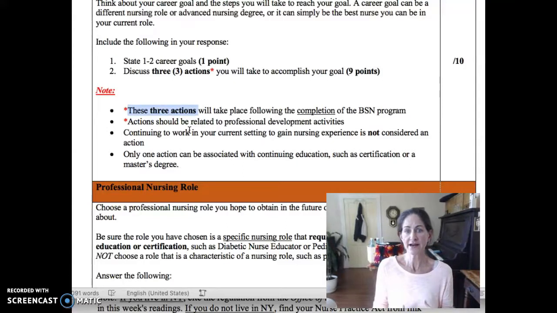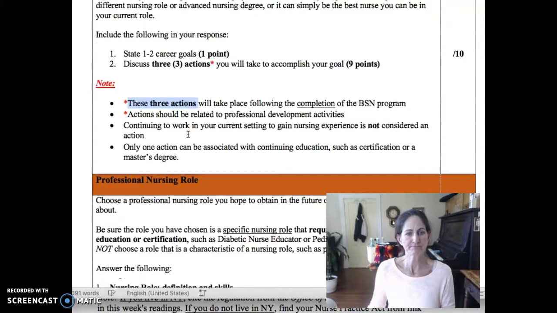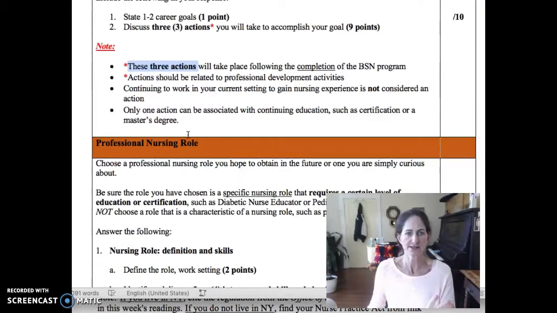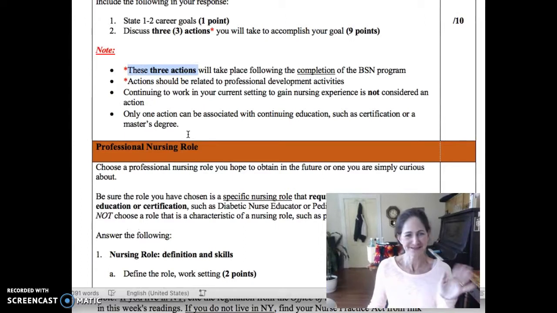And remember that not everybody is planning to go back. I don't expect everybody to go back for another degree, but maybe a certification or something. You can be the best nurse you can be in what you're doing now. And if you're looking for a job, you can write what your goal is. If you have questions about that, if you don't know what you want to do, just let me know.